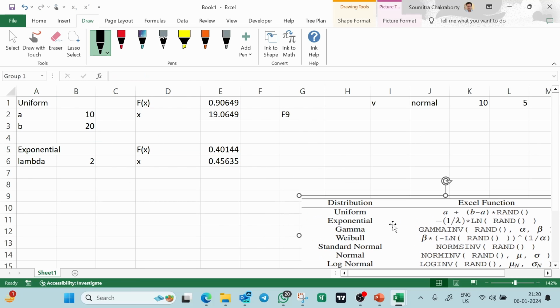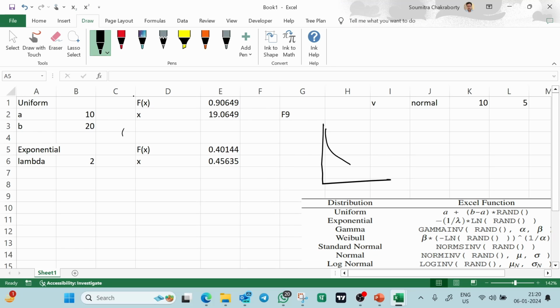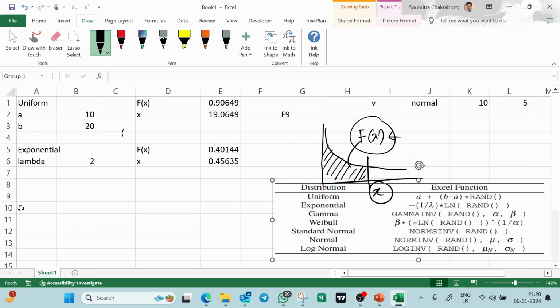So how will the curve look for the exponential distribution? It is something like this, I think. Exponential, poor drawing, doesn't matter. This will be your fx value, and this is your x value. So using RAND you are getting the fx value, and then it is returning you the x value using this inverse function. Okay, and I believe this is clear.